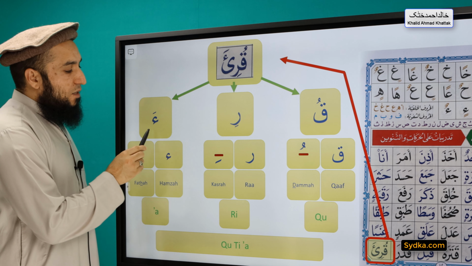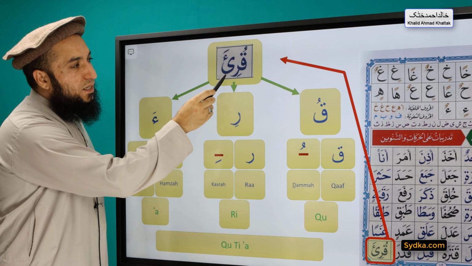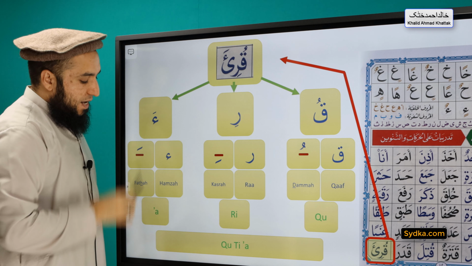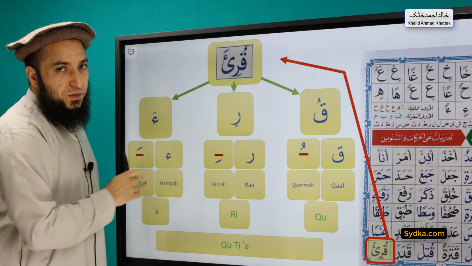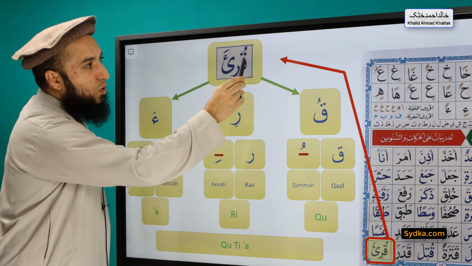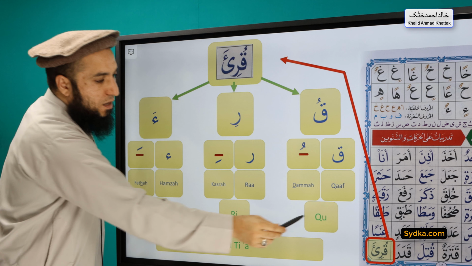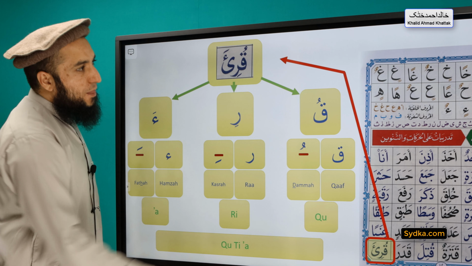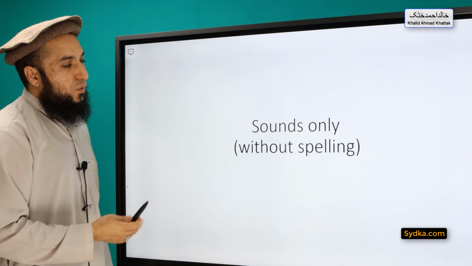The third syllable we have is Hamza Fatha A, but if you notice, Ya is silent here because Ya is used as a chair for Hamza. Hamza Fatha A. Now we combine these three syllables and we have Quri'a. So the next three slides are only sounds and without spellings.